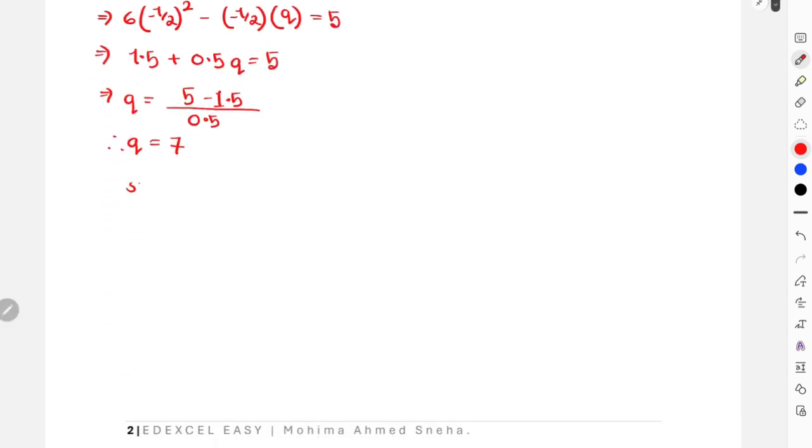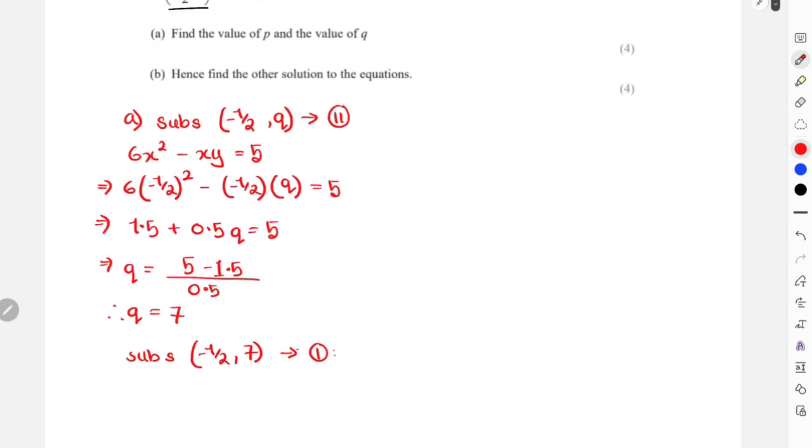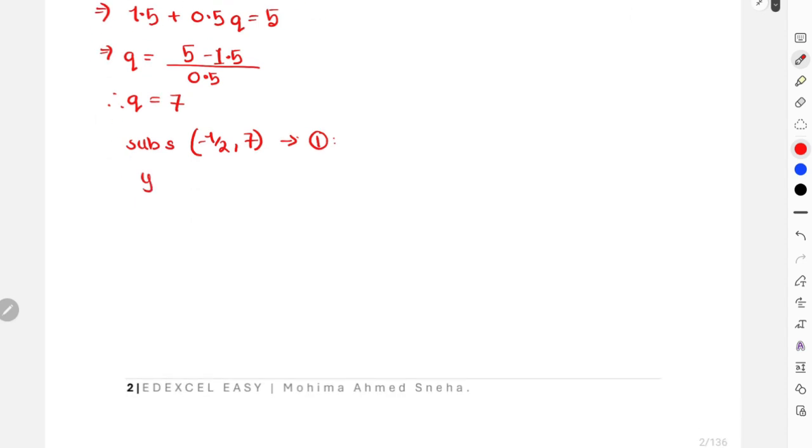So for that part, again I'll write substitute. This time I will not write negative half and q. I already have the value for q, which is 7, so I put it into our first equation. The first equation was y = px + 9. Instead of writing y, we'll write 7. This is negative half p plus 9.